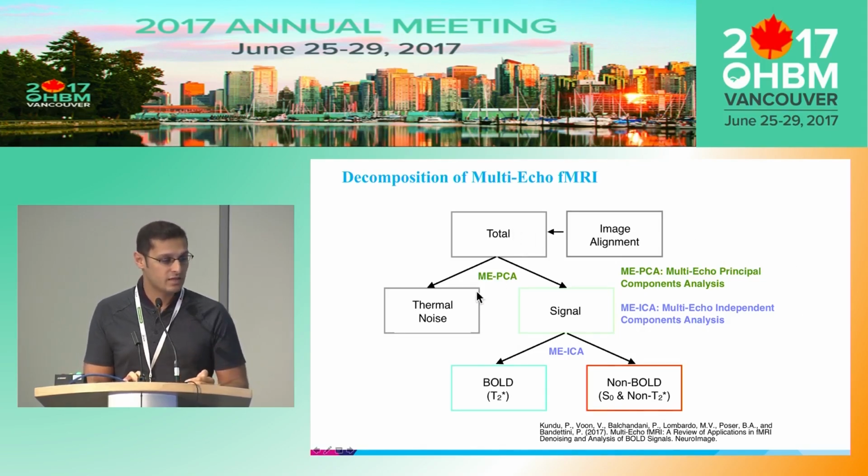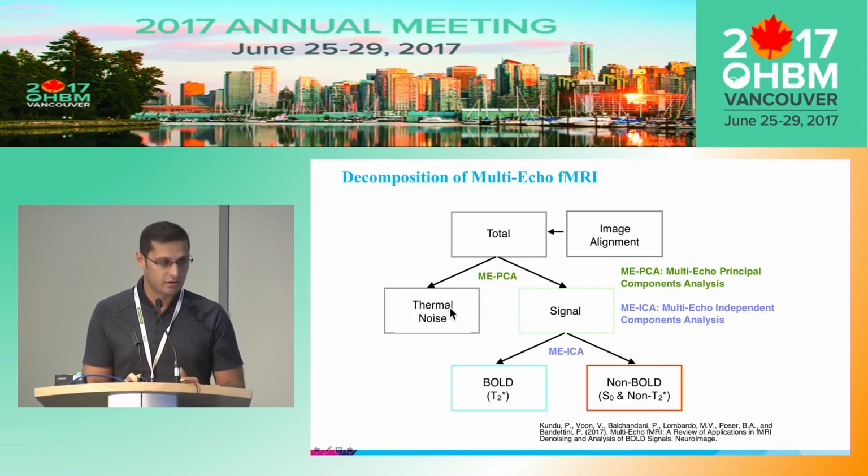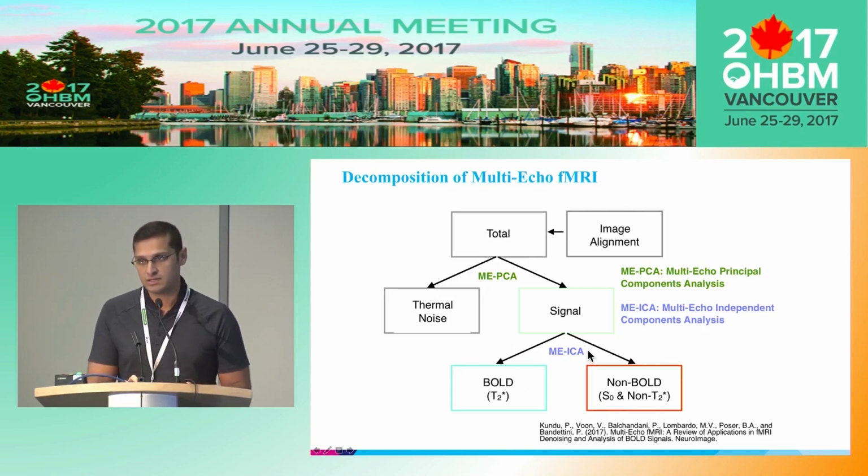In the first step, we separate thermal noise from signal, thermal noise being characterized as anything that doesn't look like T2 star or doesn't look like S0 and doesn't have any significant variance. So basically, that's our model for thermal noise, and then we have signal in the most general sense, which gets broken up into a BOLD subset and a non-BOLD subset. And all of this together explains all the variance in an fMRI data set.